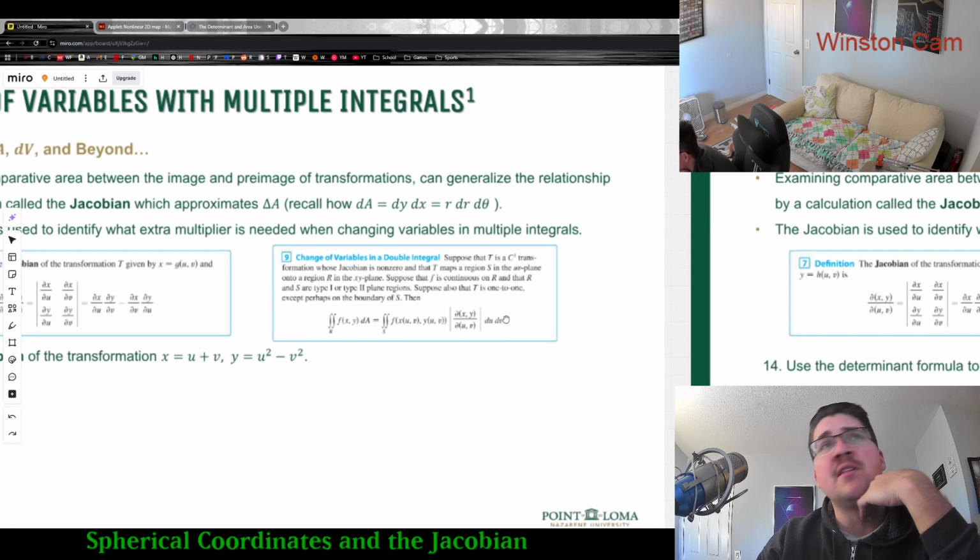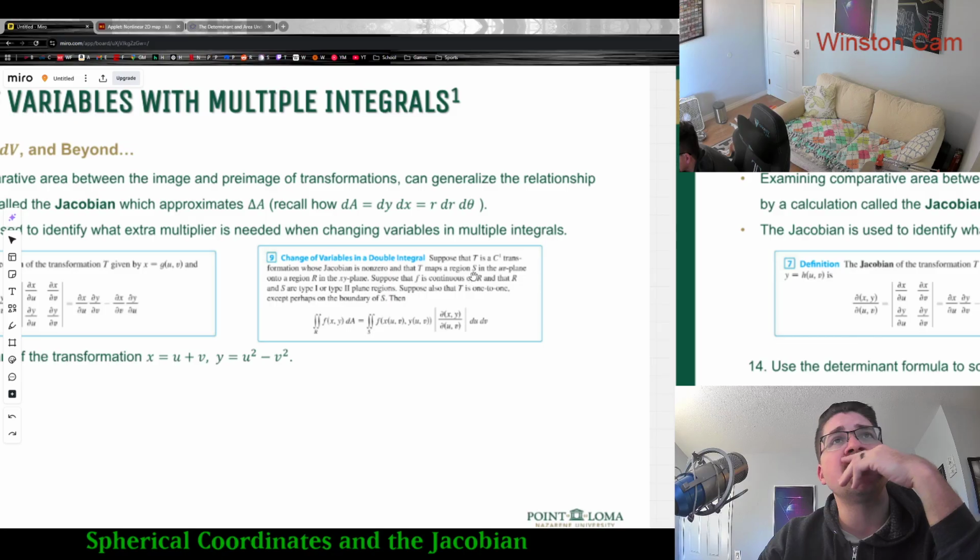If we look at the formula for the change of variables in a double integral, it says suppose that T is a C1 transformation whose Jacobian is nonzero, and that T maps a region S in the uv plane onto a region R in the xy plane. So in the previous example, we looked at a weird uv region that mapped into a new region in the xy plane. Suppose that f is continuous on R, and that R and S are type 1 or type 2 plane regions. Suppose also that T is one-to-one, except perhaps on the boundary.